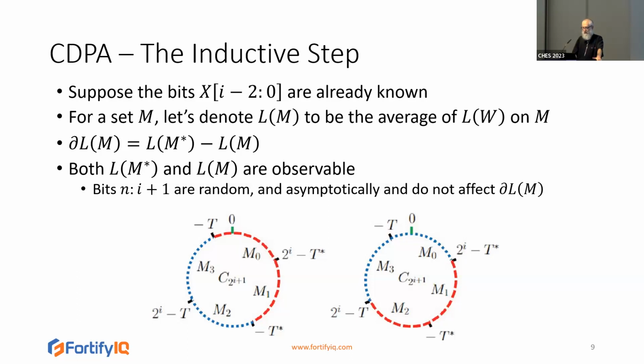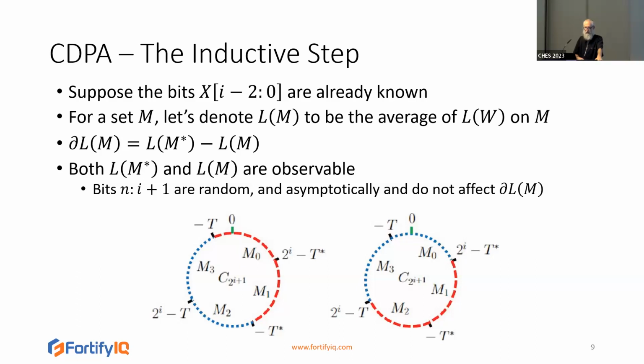If we knew the bit number i minus 1, which we don't, we would know the pair of points at which the sign of dL changes. So there are two options for this pair of points, depending on the value of this bit. At the intervals between these four points, which are denoted here by m_k, the function dL is sure to be constant, and we can estimate its value as the difference between the average values of L at sets m_i and m_i asterisk.